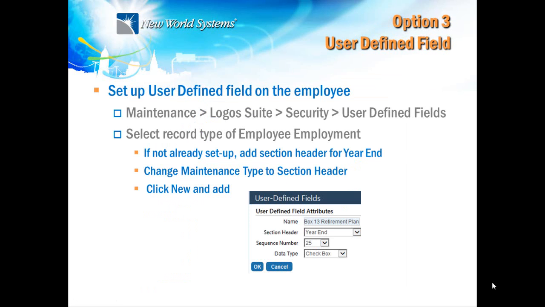The third option is to use a user-defined field. Set up the user-defined field in the maintenance area, and then you'll indicate information on the employee. To create the user-defined field, go to Maintenance, Logos Suite, Security, User-Defined Fields. Select a record type of employee, employment. If not already set up, add a section header for year-end. And change the maintenance type then to section header. And click New and Add.